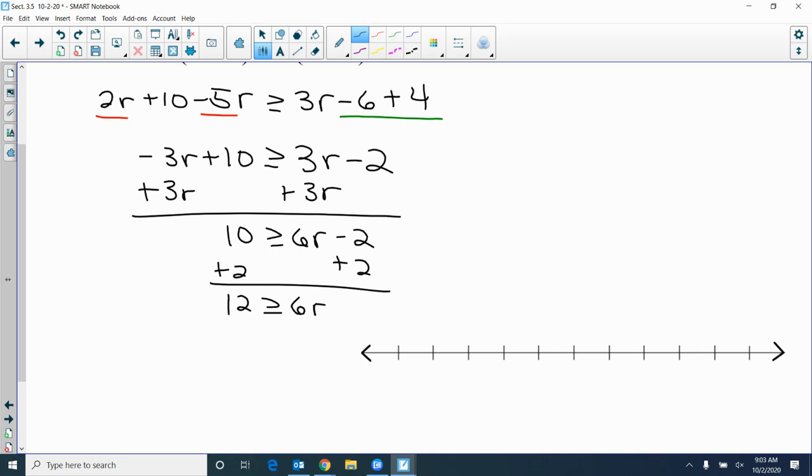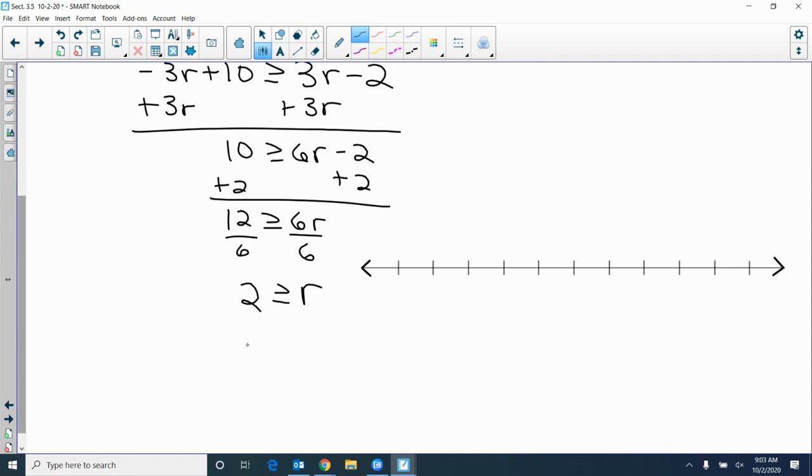All right, Connor, I'm coming back to you. Okay, so now you're going to divide both sides by 6, and that's going to give you 2 is greater than or equal to R. Then you're going to flip it to R is less than or equal to 2. That was way too difficult for me to say. All right, we got it. That was a whirlwind. R is less than or equal to 2.